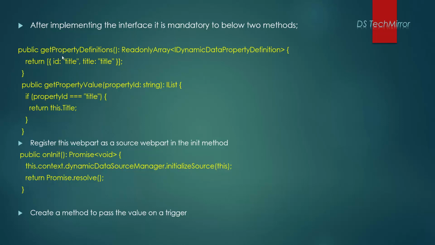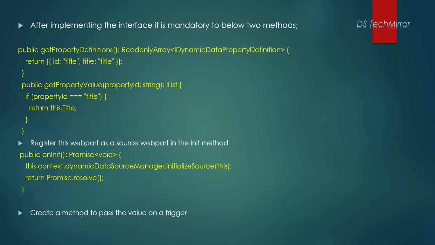The purpose of the getPropertyDefinitions method is just to add the properties which I will be passing from my source web part. In my current scenario, in my hands-on, I will be passing the list title. In a real-time scenario, you may need to pass more than one property. So over here, you just have to add those properties. Whatever name you want to give, you can give them.